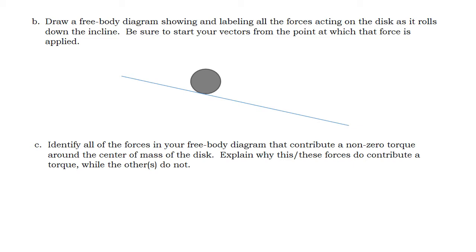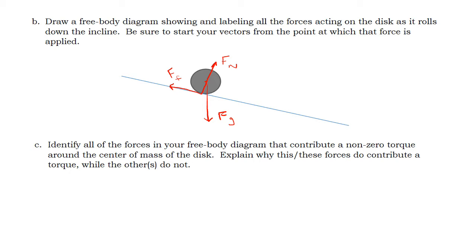Next, we want to draw the free body diagram. But this time we want to be careful to draw the forces from where they act on the ball. So the force of gravity is always going to act from the center of mass and pull straight down towards the center of the earth. But the normal force, which is the ramp pushing back on the ball, is going to start from the point of contact between the ball and the ramp and come like this. So here we have Fn, here we have Fg, and the last force is the force of friction between the ball and the ramp, and so we'll start that from the point of contact as well.